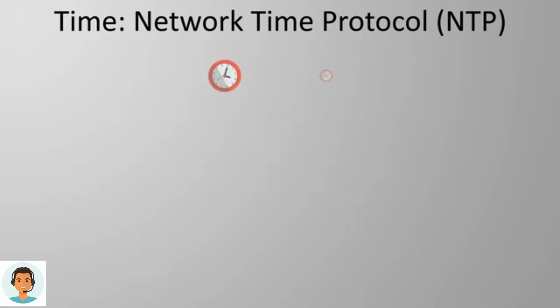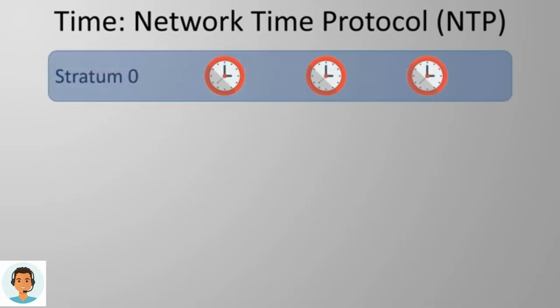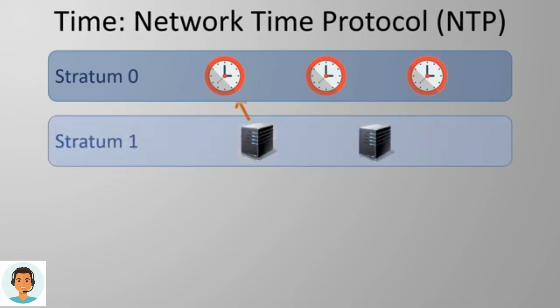NTP servers are organized into layers. Each layer is called a stratum. The very top layer, stratum 0, is specialized hardware used to keep track of time. These are atomic clocks that are known to be hyper-accurate. The level under that, stratum 1, is the first layer of NTP servers. These servers will use the time sources in stratum 0 to set their time and date.